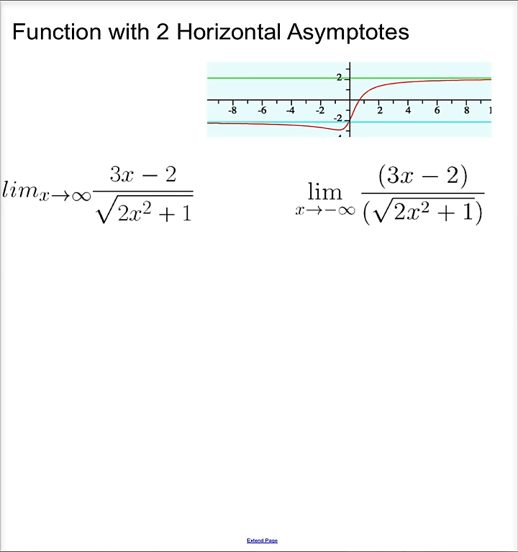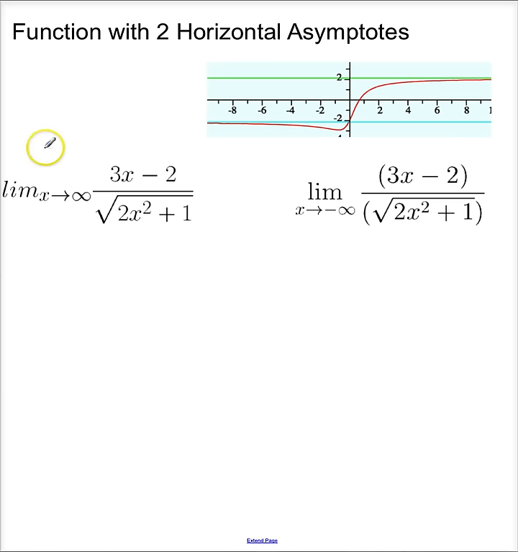Now sometimes these are a little bit more of a challenge, and sometimes you can have two horizontal asymptotes. So let's look at this function right here. Let's look at the limit as x goes to infinity of 3x minus 2 over the square root of 2x squared plus 1. Now we're going to find some other ways to do this later, but right now there's not a lot we can do without going back to some pre-calculus tricks that you used.